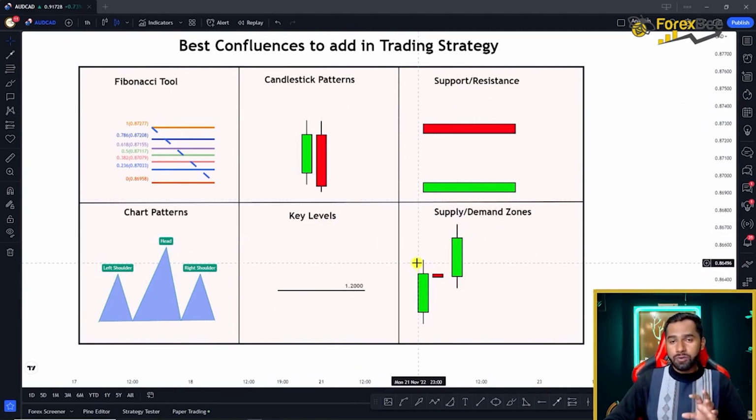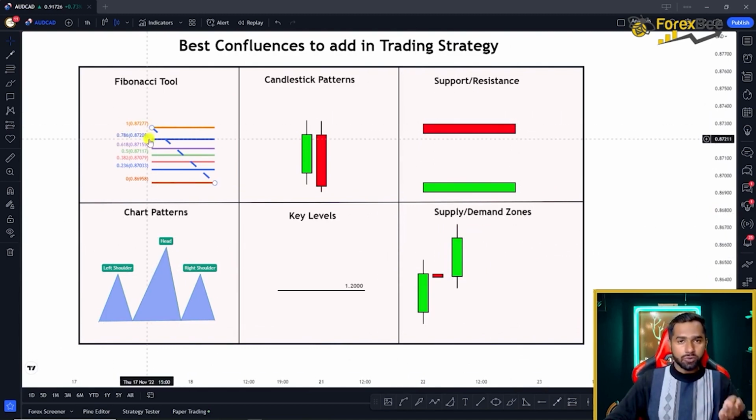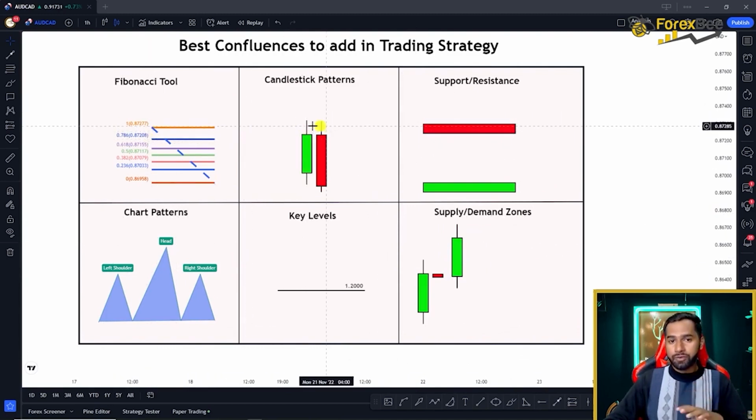So in this video, we are mainly going to be focusing on the supply and demand zones and key levels, or supply and demand zones and the Fibonacci retracement tool. But in our upcoming videos, we will also be covering candlestick patterns, support and resistance, and chart patterns, and how you can use each of these along with the supply and demand zone.